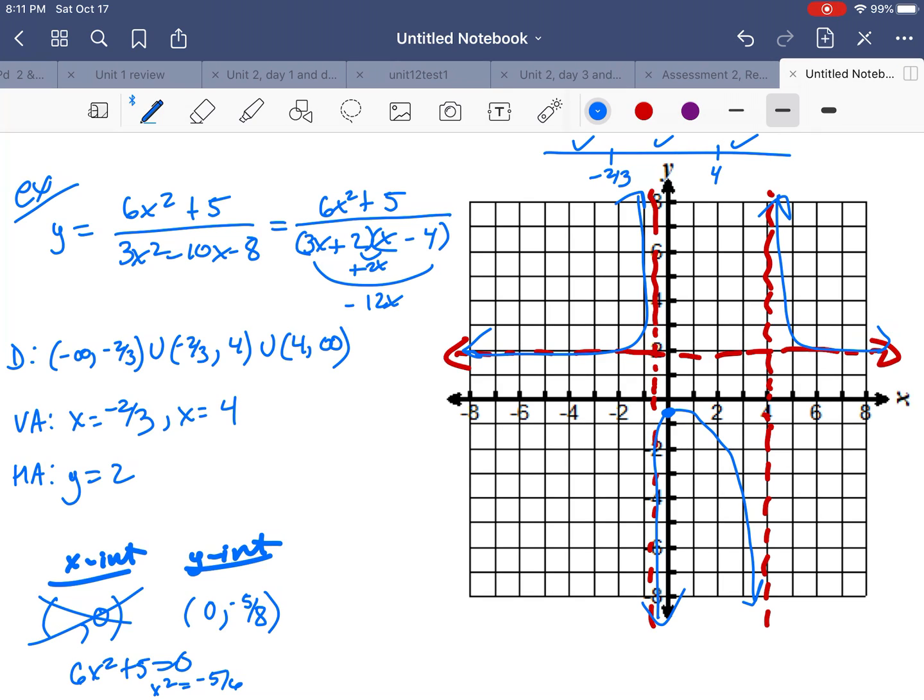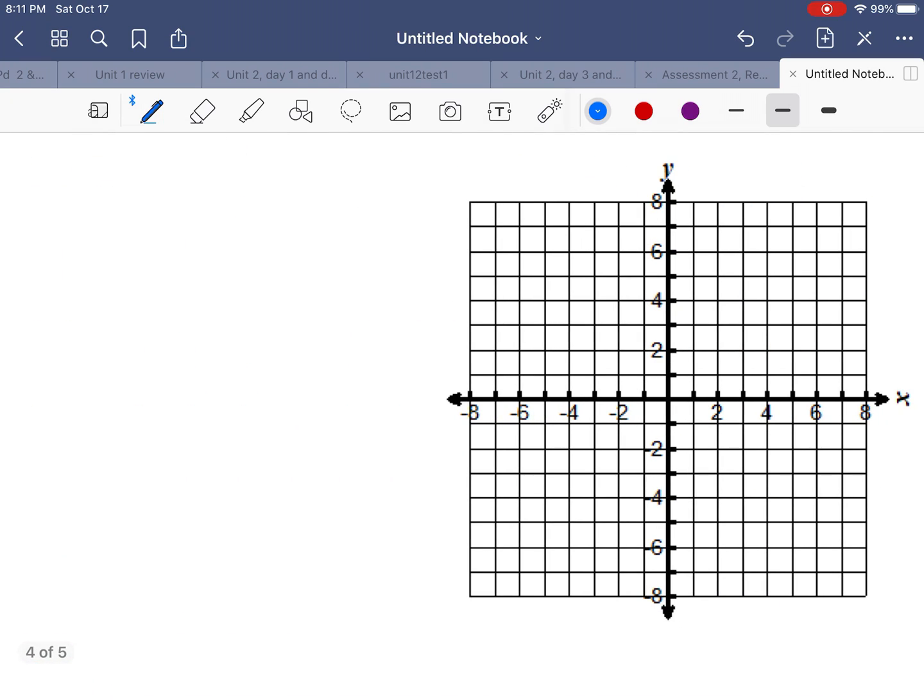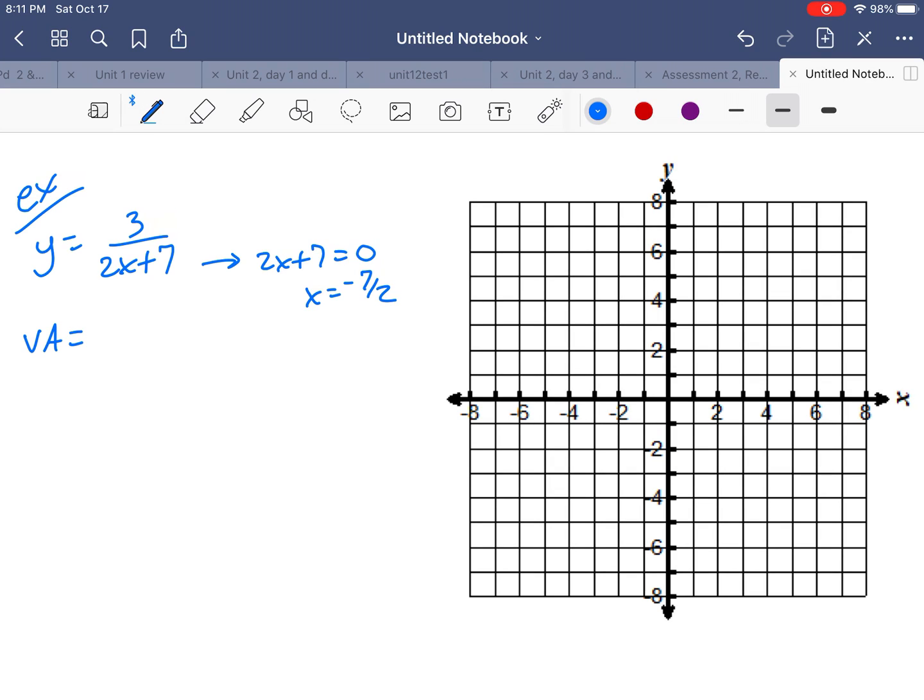All right, just a couple more graphs to talk about, and we won't graph these, but maybe we'll just look at them. We'll just do all the pieces for them. Let's start with this one. Let's do y equals 3 over 2x plus 7. All right, so my horizontal asymptote and vertical asymptote. My vertical asymptote is whenever the denominator equals 0. So I get 2x plus 7. When does that equal 0? If I solve that, I get negative 7 over 2. So my vertical asymptote is x equals negative 7 over 2.